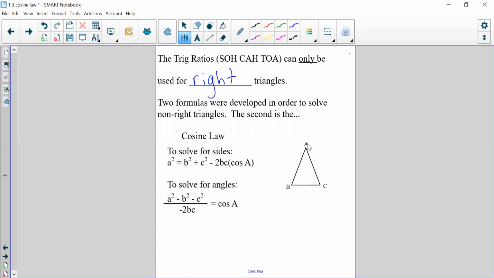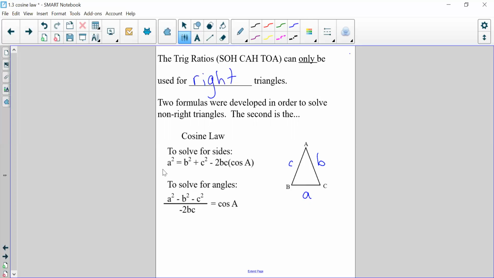Again, just to refresh your memory, angles and opposite sides have the same letter, angles being capital letters and sides being lowercase letters. So you can see in this formula, it is set up for A, but we can always rearrange the formula or substitute it for different letters. A squared equals B squared plus C squared minus 2 times B times C times cosine of A.